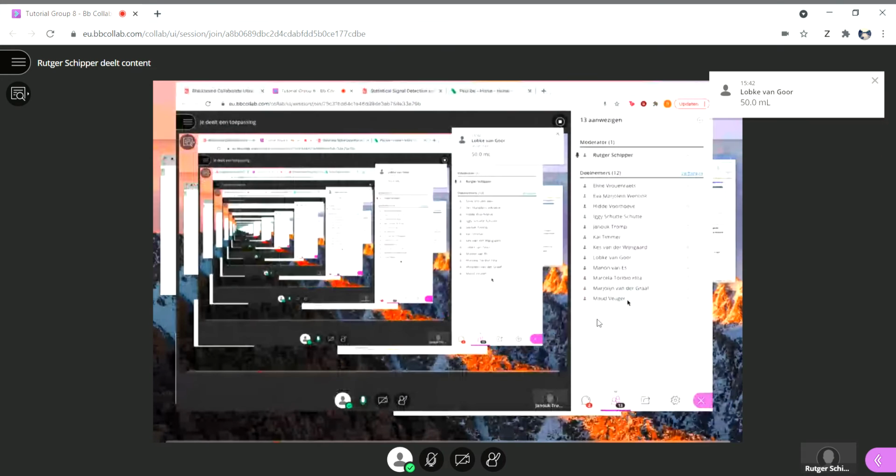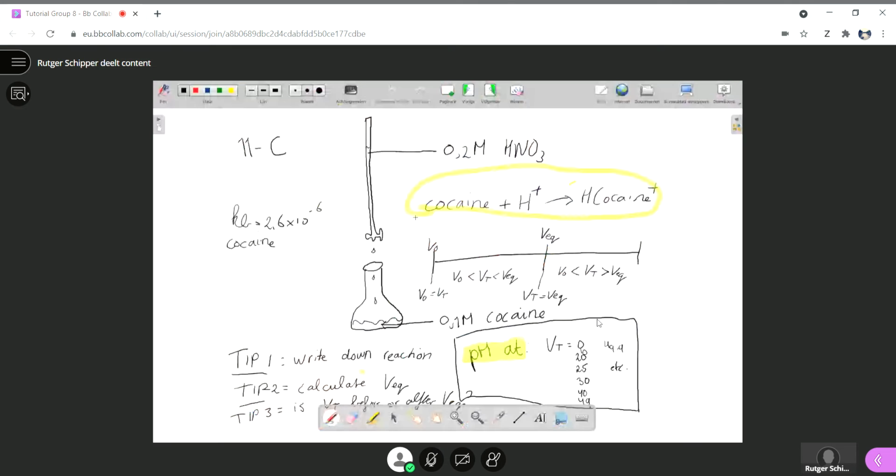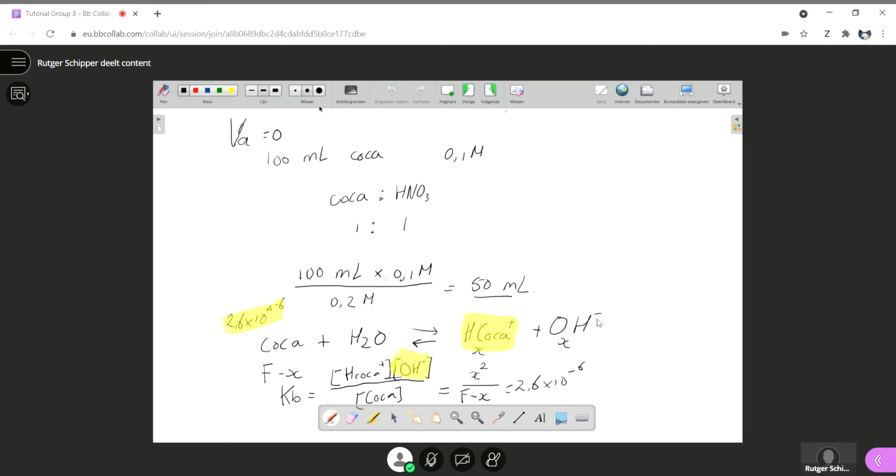50 milliliters, right? So I performed the calculation already. First, what we have to figure out is the stoichiometry between the cocaine and the nitric acid. Cocaine is able to accept 1 proton, and nitric acid is able to donate 1 proton. So the stoichiometry is 1-to-1, but the concentrations of both solutions differ. There's an easy formula to calculate what the equilibrium volume should be.